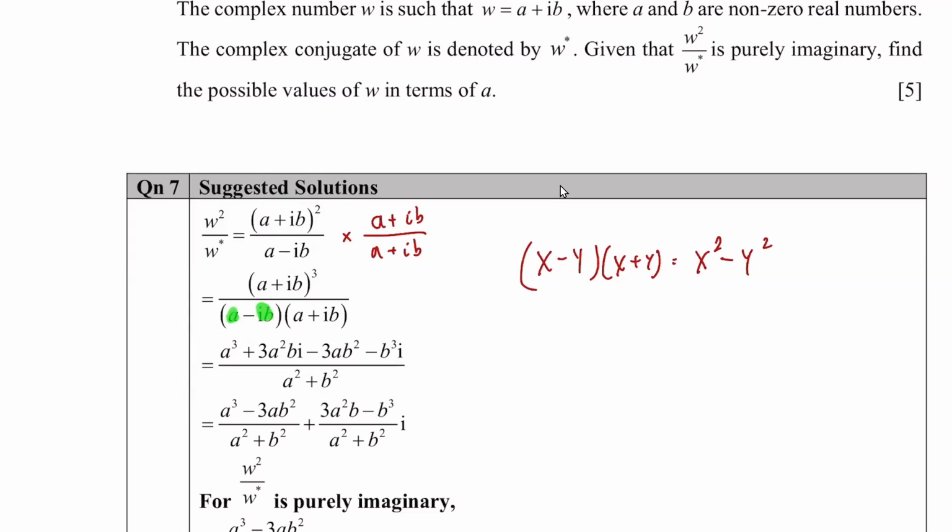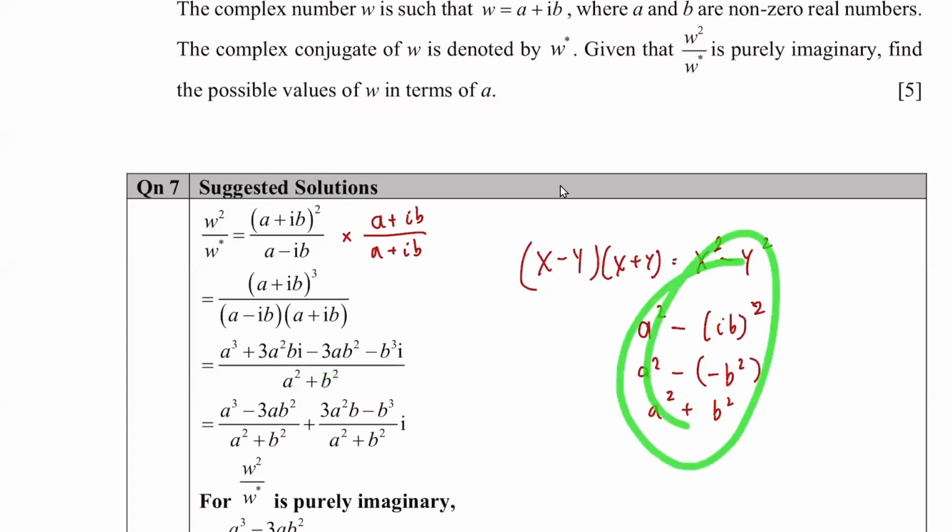What happens if you square them? You get A squared minus IB squared. IB squared is I squared B squared, which is negative B squared. With a minus in front, you simplify into A squared plus B squared. Is that okay? This one I write down as scratch work. You don't have to show this. You can just simplify straight away to A squared plus B squared.